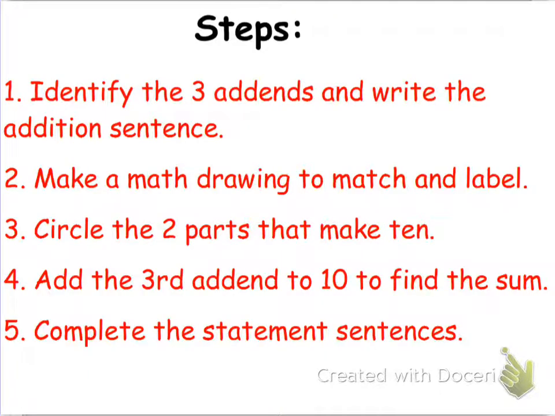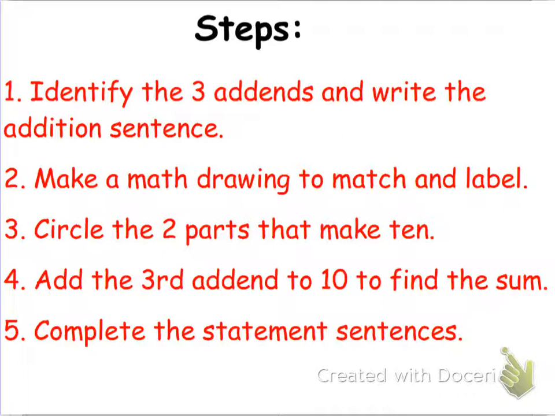So these are our steps. First, we're going to identify, which means we're going to figure out what the 3 addends are and write the addition sentence. Second step, we're going to make a math drawing to match, and then we're going to label. Third step, we're going to circle the 2 parts that make 10. Fourth step, we're going to add the 3rd addend to 10 to find the sum, which is to find the whole. And then number 5 is to complete the statement sentence.